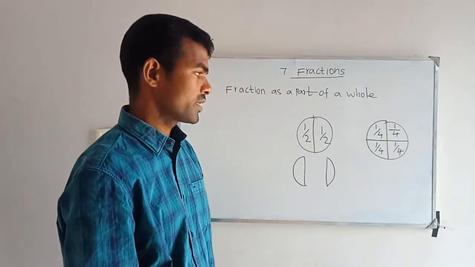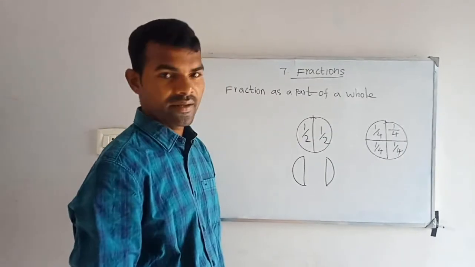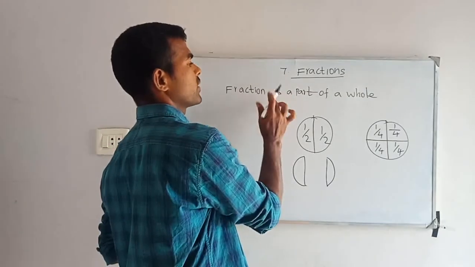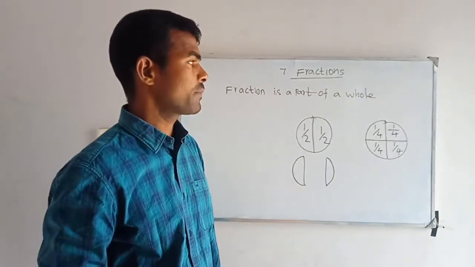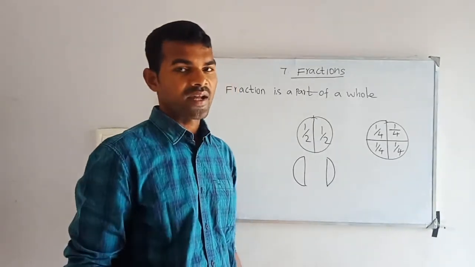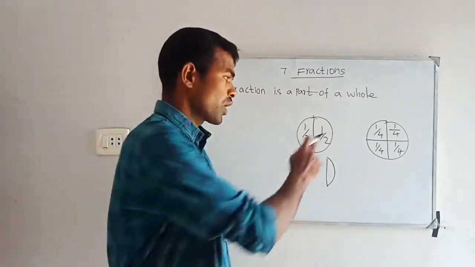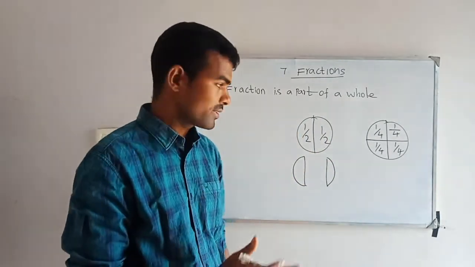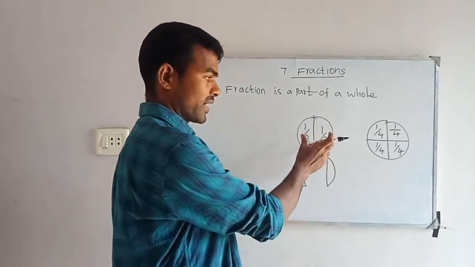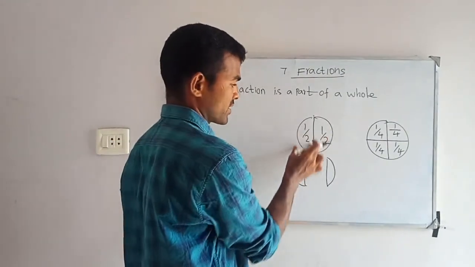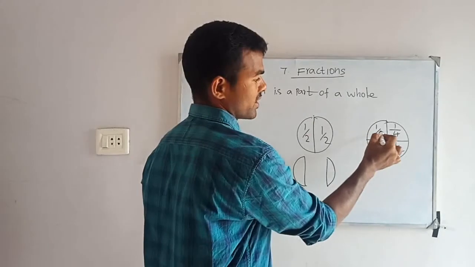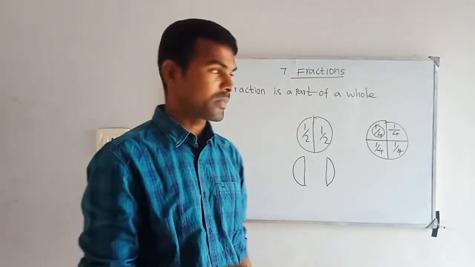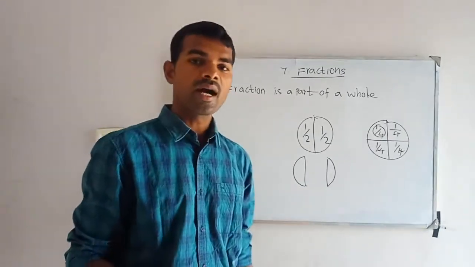Now we can understand. Fraction is a part of a whole. Fraction is not a one full. Fraction is small piece. It is less than full. See that this is the fraction and this is the fraction. Each one is fraction. Fraction is small part. Fraction is a part of a whole.